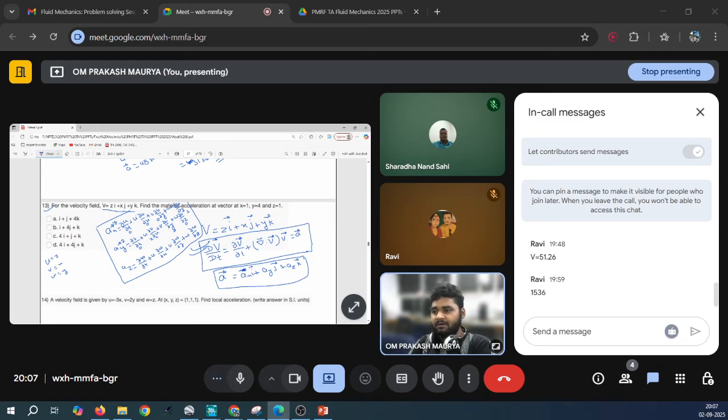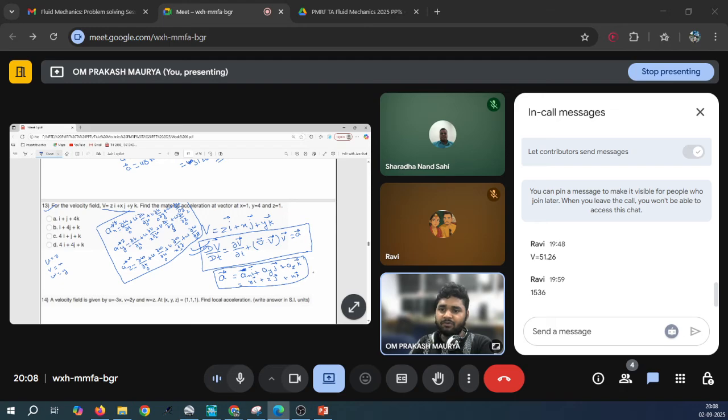Now del w by del t 0, del w by del x 0, del w by del y, yes, you have 1 and v value is x. Del w by del z, no, again 0. So here you will get x. So ax is equal to y, i, ay is equal to z, j, az is equal to x, k.